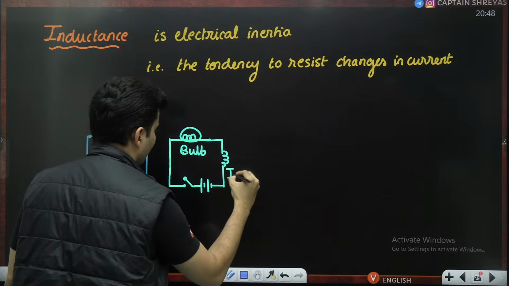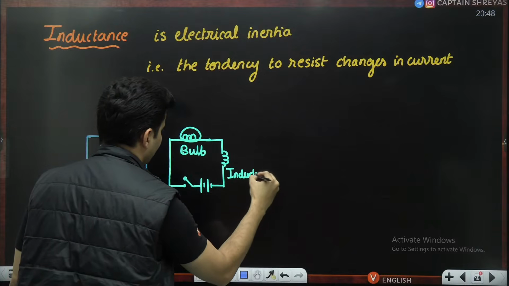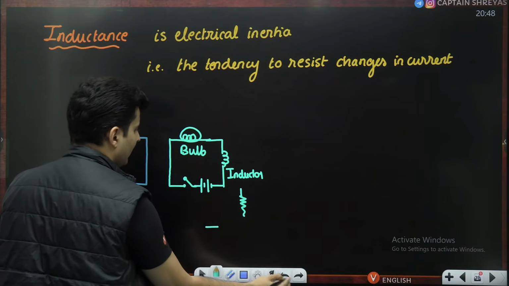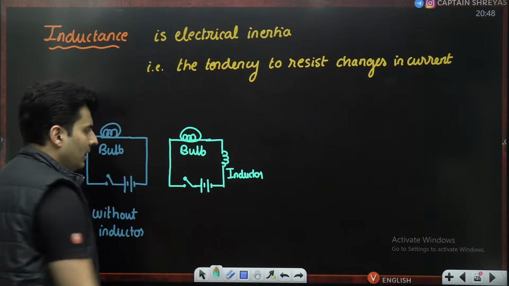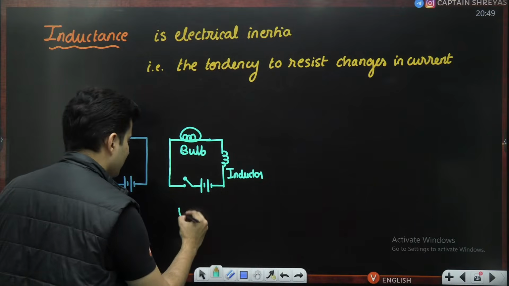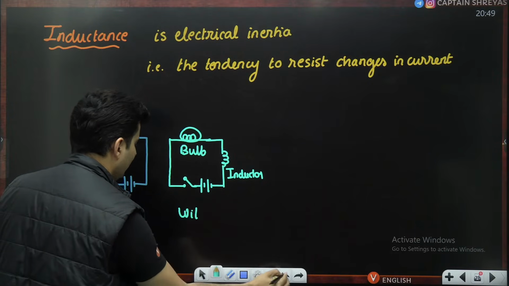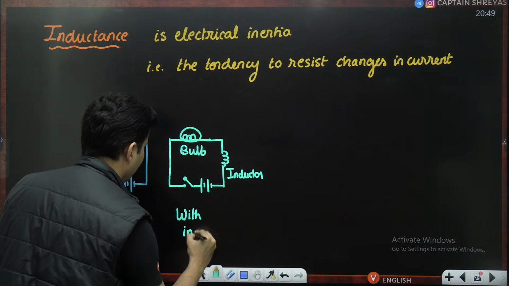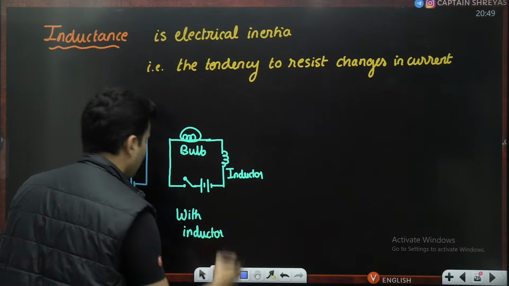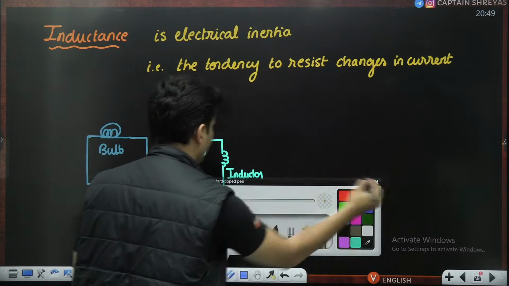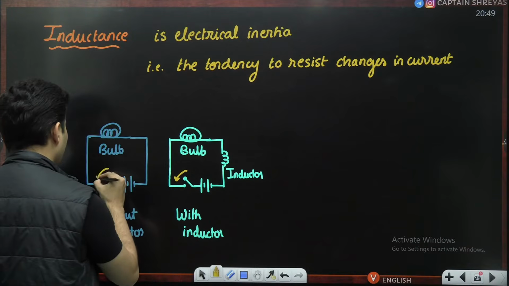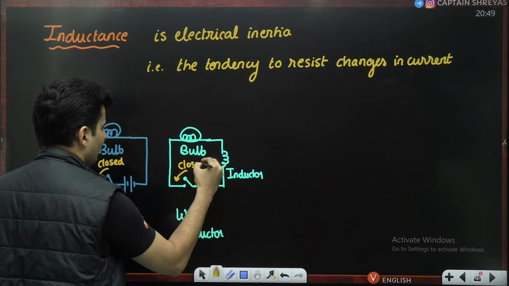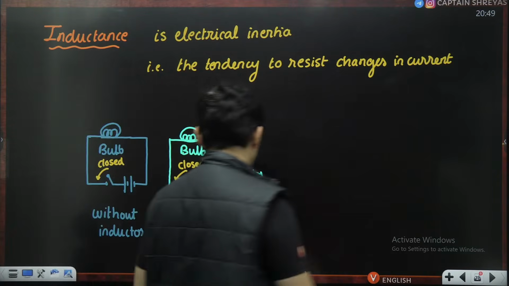This is the symbol of an inductor, like the resistor has this symbol and the capacitor has this symbol. In the same way, the inductor has a spring-like symbol. So this is a circuit with an inductor. Now, imagine you close the switch. The switch is basically closed and we want to see what the behavior is going to be like.